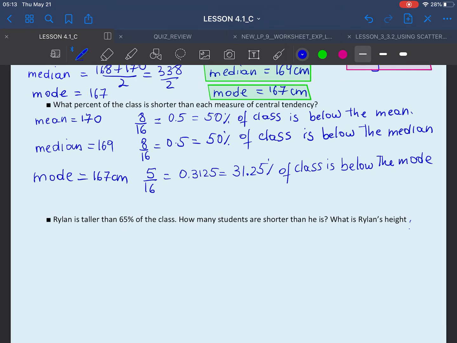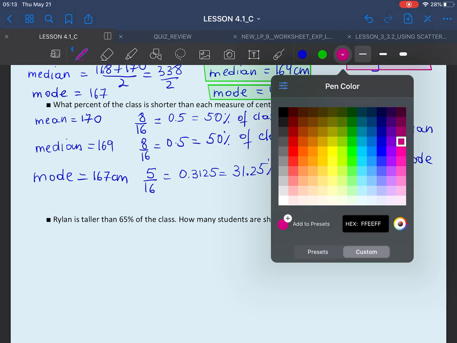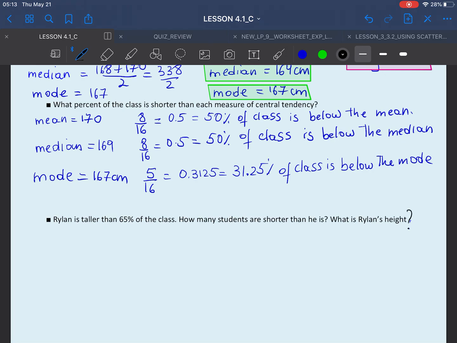Okay, now in the next question we're asked a question slightly different than what we were doing before. So Rylan is taller than 65% of the class. How many students are shorter than he is, and what is Rylan's height? Now you can see that there are 2 questions here actually. So we need to know how many students are shorter than Rylan. So that's what we're gonna take care of. So there is 65% of them shorter than Rylan.